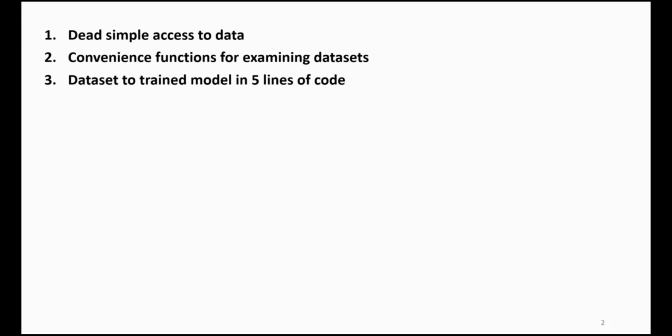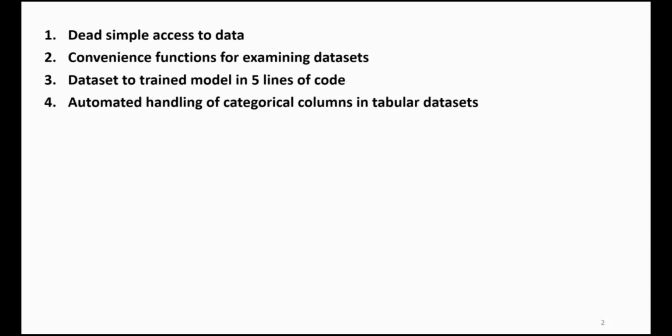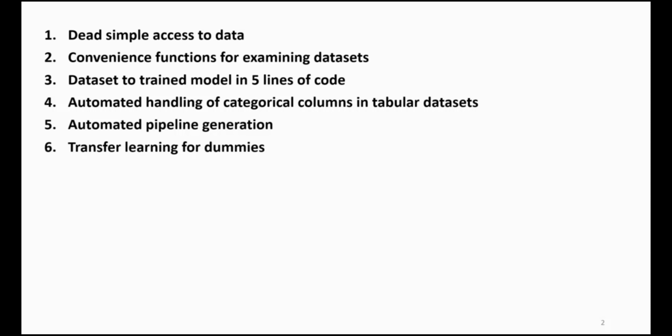Here's my list of the 10 things I love about fastai. fastai makes it easy to access datasets. fastai makes it easy to examine datasets. fastai lets you get to a trained deep learning model in 5 lines of code. fastai takes the headaches out of dealing with categorical columns in tabular data. fastai automatically generates pipelines for basic applications. fastai makes it easy to take advantage of transfer learning.